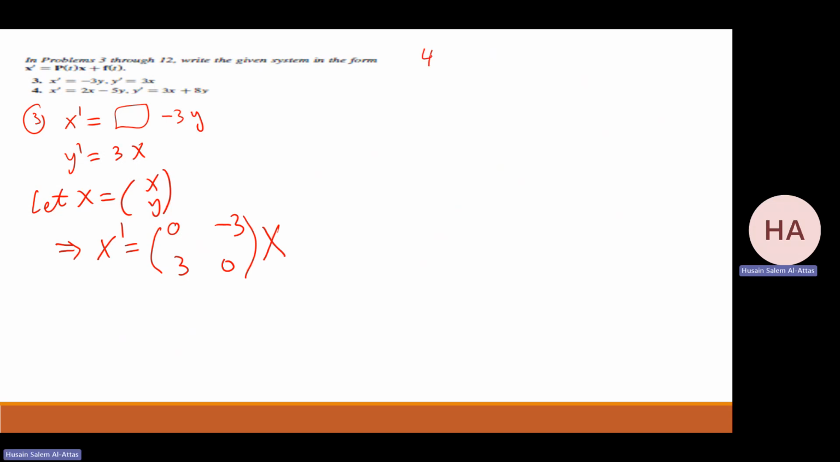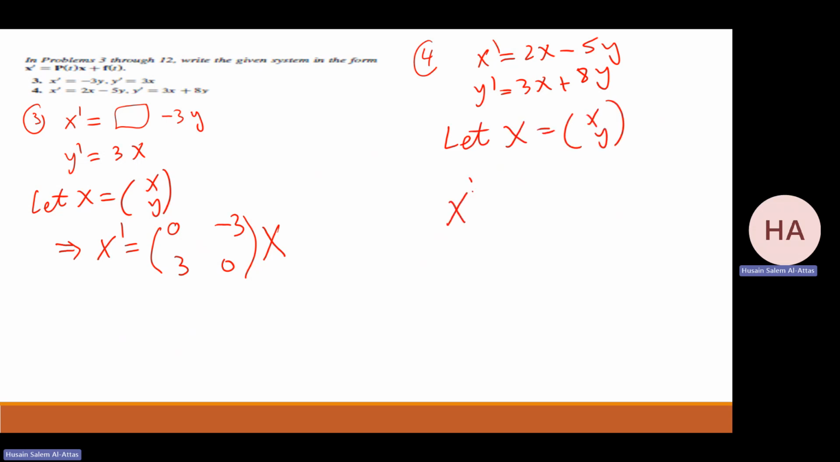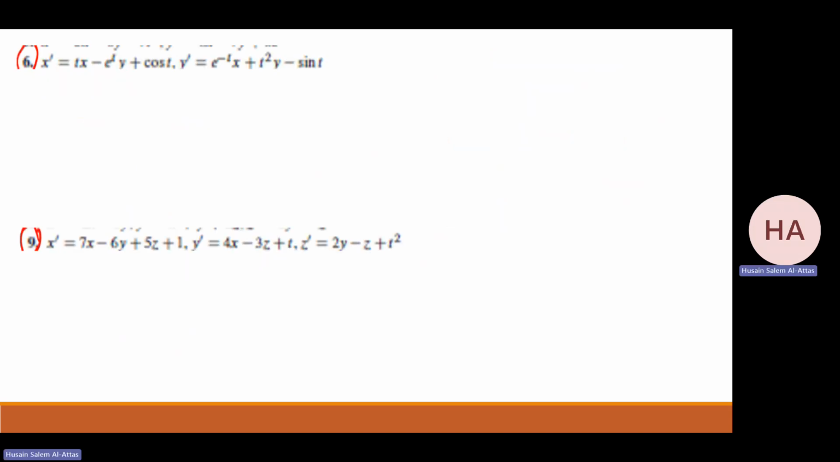Part 4, which is easier. I have x prime equal to x minus 5y. When I make them under each other, that will be easier. I let capital X be x, y. So I have x prime equals 2, minus 5, 3, 8, times x. I think they are very clear.